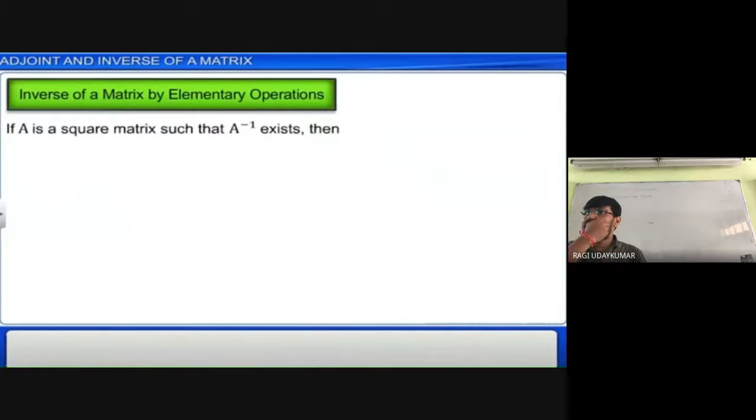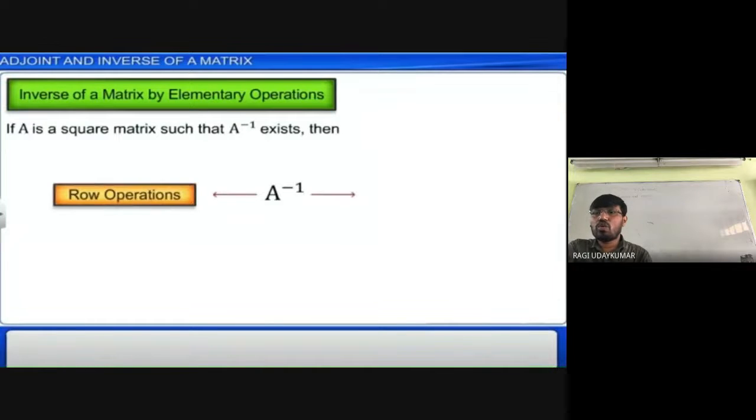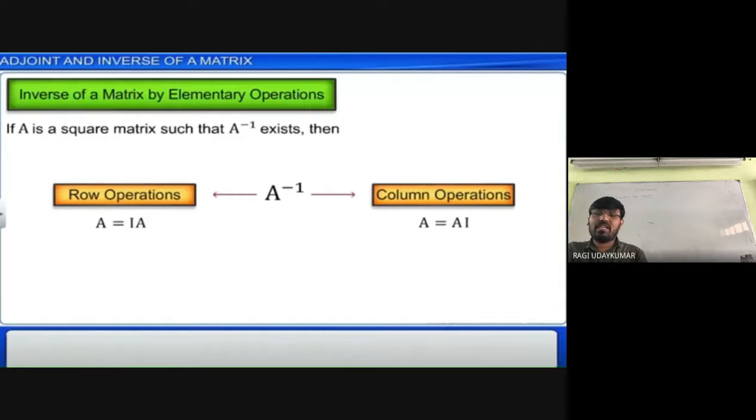So when do we use this? For a square matrix A such that A inverse exists, to find that A inverse we have to use row operations and column operations. When do we use the row operations? A equals I into A: whenever you take row operations, it is easy for you to remember. Once again I am reminding you, the identity matrix is on the left side, then row operations.